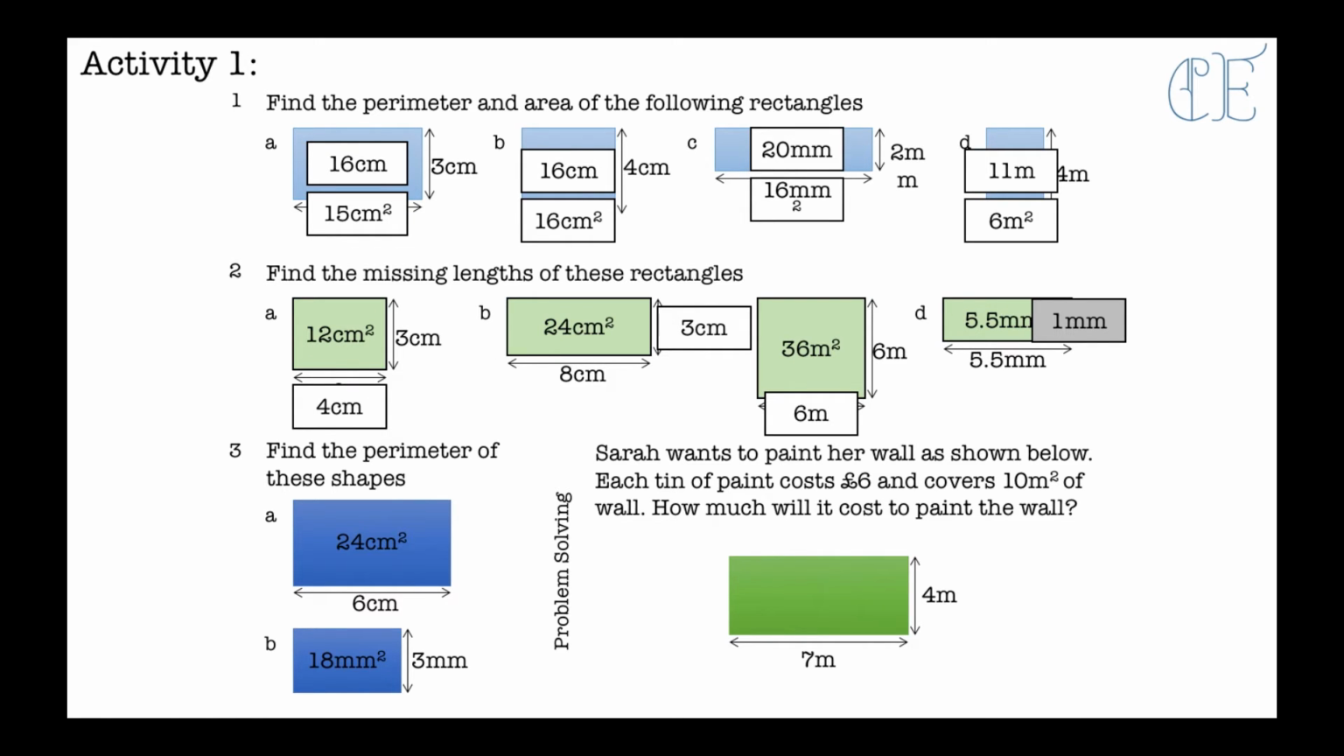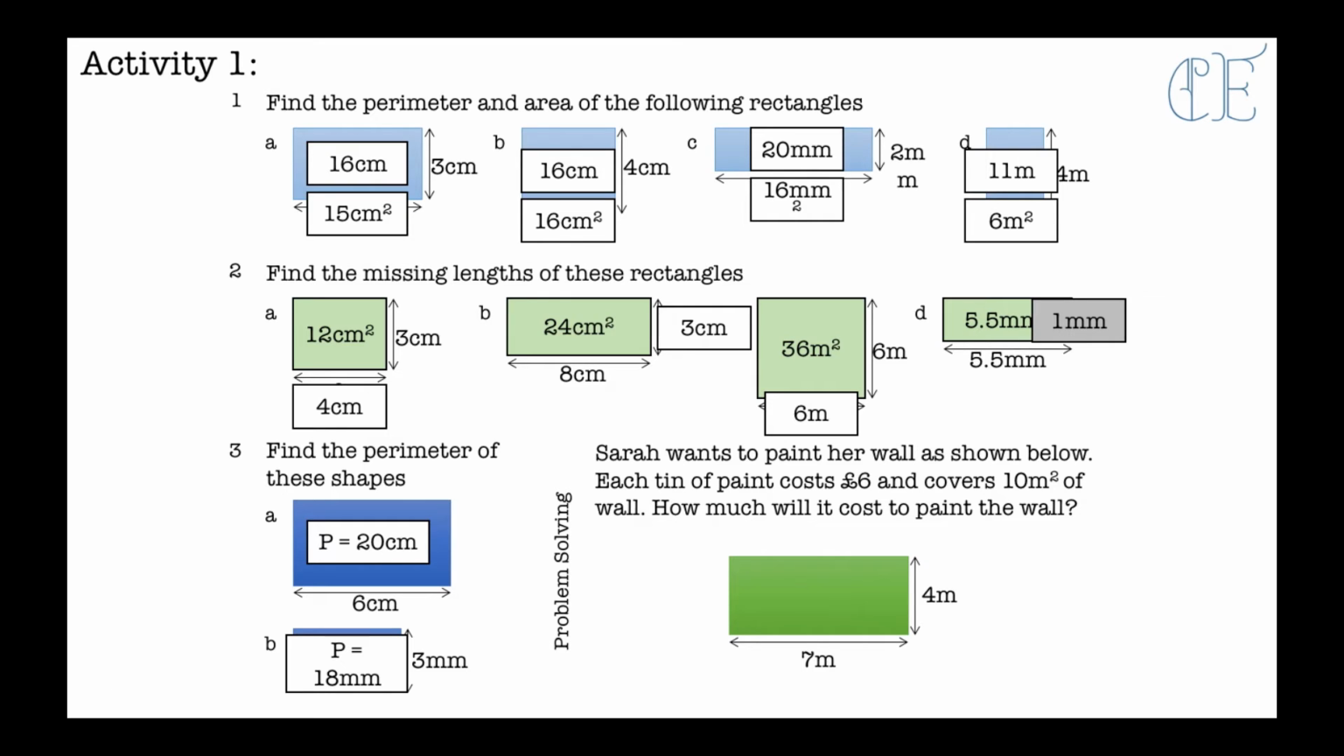Question 3, find the perimeter of these shapes. Well, if this has given us the area, you need to think, what do I multiply 6 by? So 6 times something equals 24. Well, 6 times 4 is 24, but it wants the perimeter. So we need to do 6, add 4, add 6, add 4. So you should have got 20 for that. And then this one, 18 divided by 3 is 6, so that must have been 6 there. So 6 add 3, add 6, add 3, giving us 18 millimetres.